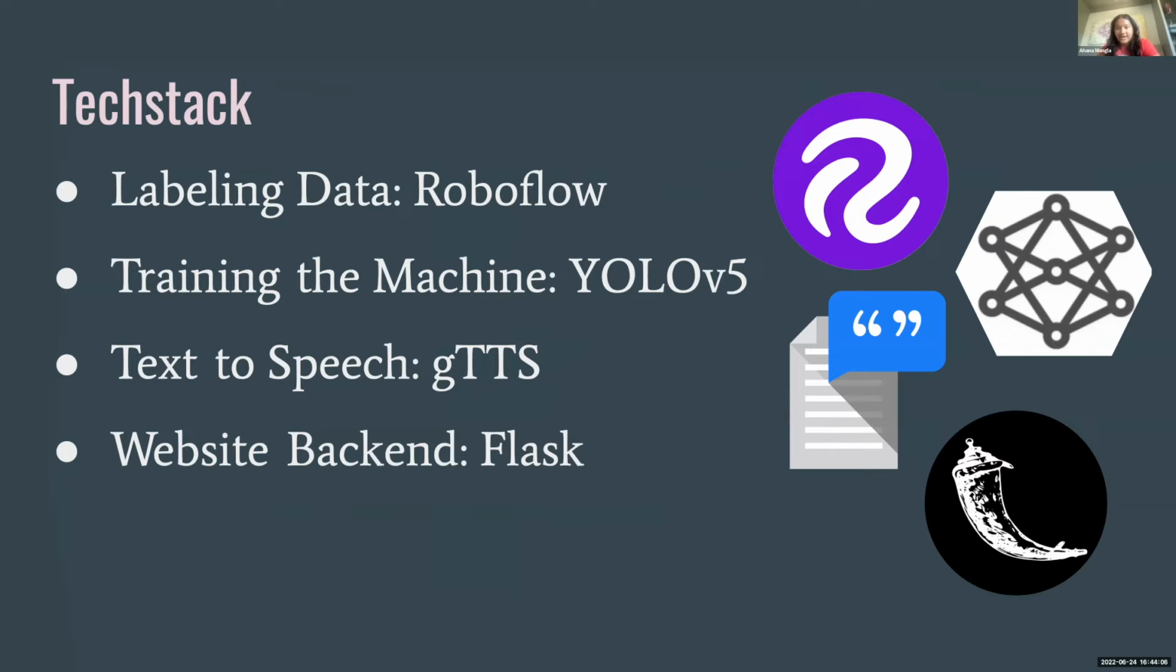So this is our tech stack. It's basically a stack of all the technology that we used to create the AI that detects pedestrian signs. Going chronologically, the first thing we used was RoboFlow to label our data and separate it into classes. The second thing we used, which is the most important one, is YOLO version 5, which we used to train our model. Then we added an additional feature to make our project more applicable to the cause that we're supporting, which is text to speech. And for our website backend, we used Flask.